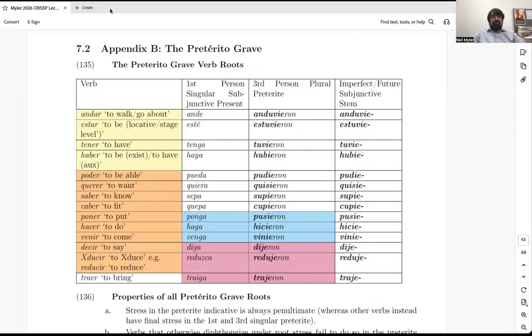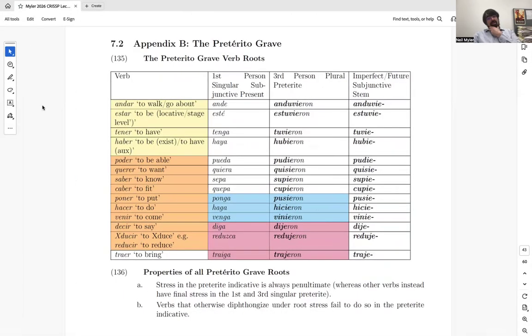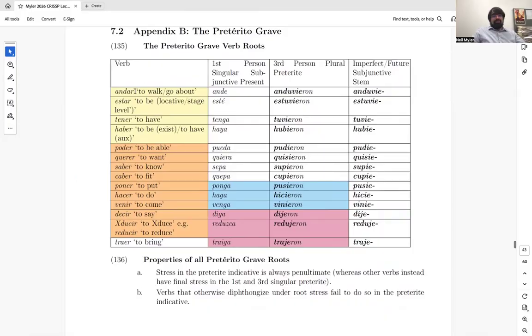And that appendix is a very brief and incomplete overview of what I have in mind for what I'm calling here, following some of the traditional literature and my A-level grammar textbook for Spanish, the Pretérito grave, also known as Spanish strong verbs. And I've got a table in 135 here, which contains, as far as I know, all of the relevant roots. Any omissions are accidental. And I say roots because many of these have derivatives that are built on them, which have the same properties.